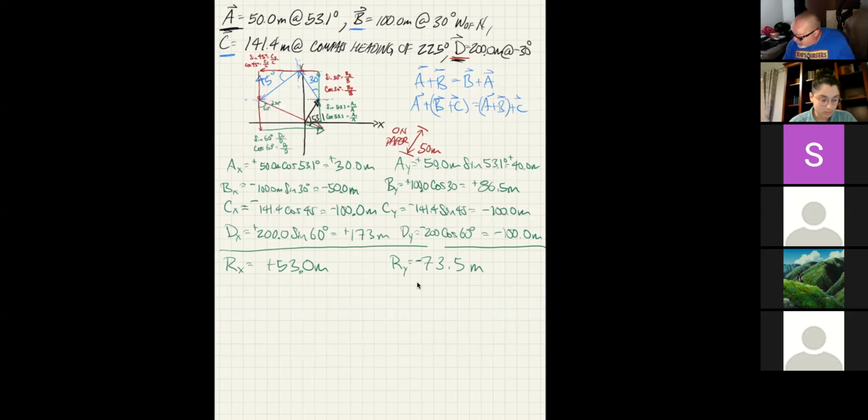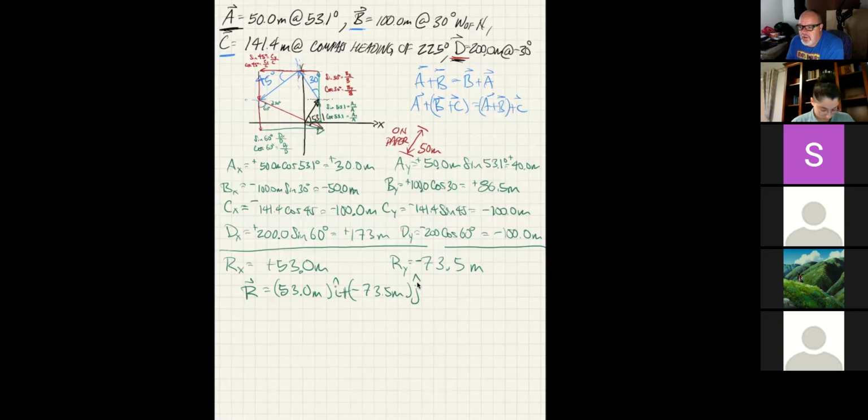So now what I do, there's a lot of ways you can write vectors. For instance, we could go ahead immediately and just say R is equal to 53.0 meters I hat plus, and then I put a parenthesis here, minus 73.5 meters J hat. That would be acceptable, but only if I asked you to give it to me in IJK notation.